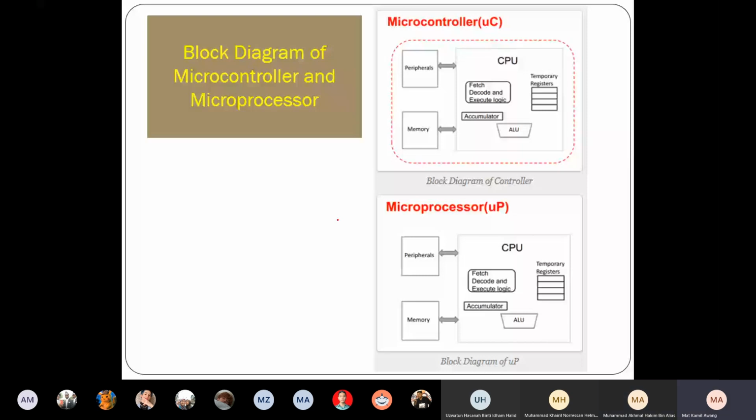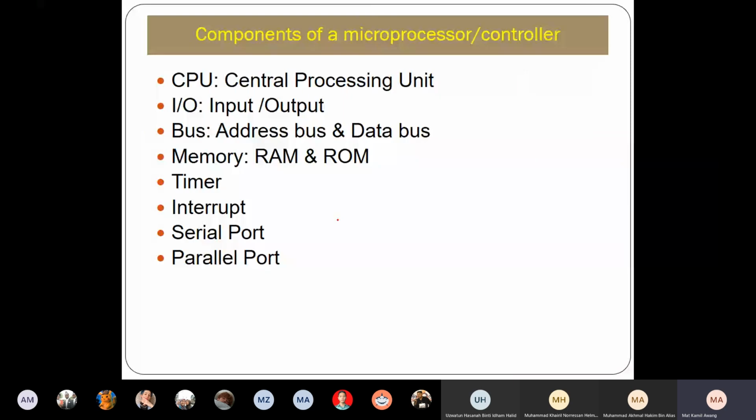So these are the components of microcontroller and microprocessor. They have exactly the same components. They have the CPU, the I/O (input output), buses, memory, timer, which is the clock, interrupts, and serial port and parallel port. Those are the components of microcontroller and also microprocessor. Same components.